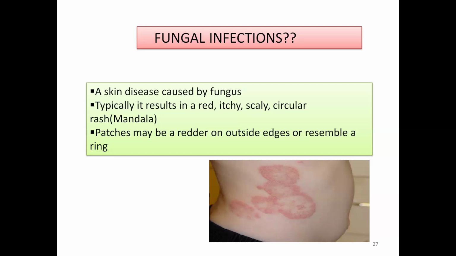Certain types of fungal infections which have the circinate appearance, that particular morphological feature can be correlated with mandala. A skin disease caused by fungus. Actually, fungal infections are opportunistic infections. Whenever the fungus gets the opportunity to activate all over the body, then the fungal infection happens. Typically, it results in a red, itchy, scaly, circular rash. The border shows circinate reddish erythematous papular lesions. Patches may be redder on the outside edges and resemble a ring.